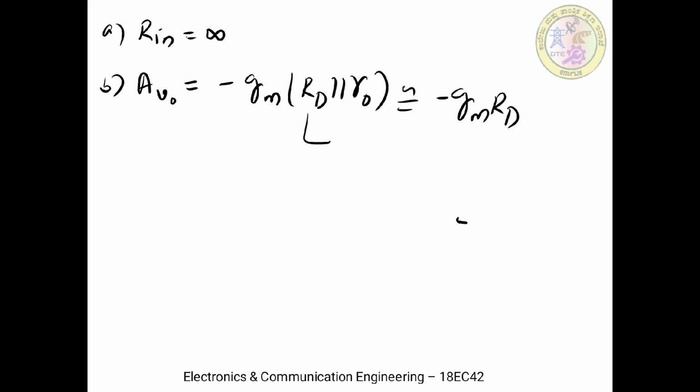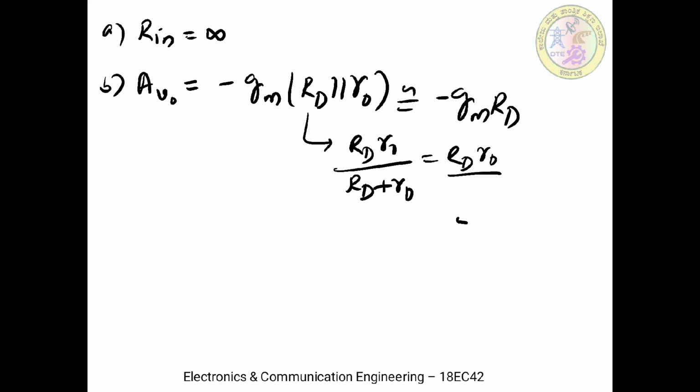So that is, when you do this, Rd into R0 by Rd plus R0. As R0 is very much greater than Rd, in the denominator we can simply write R0. So these two will cancel and only Rd will be left. So that's why AV naught is equal to simply minus Gm into Rd.